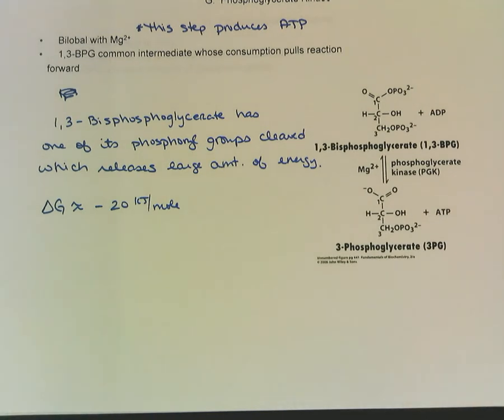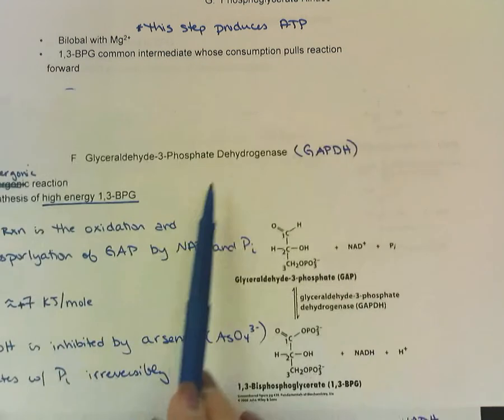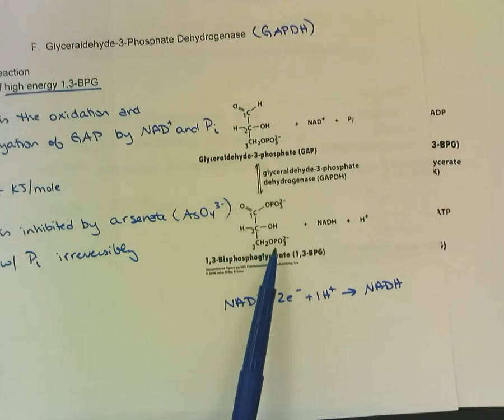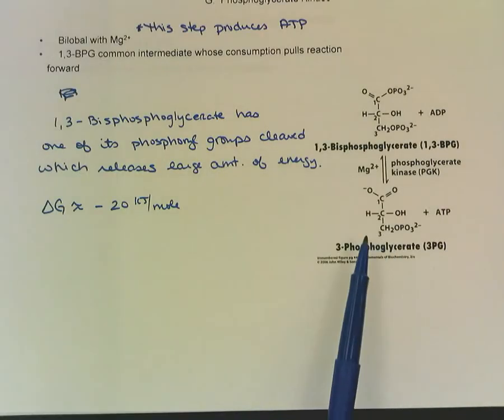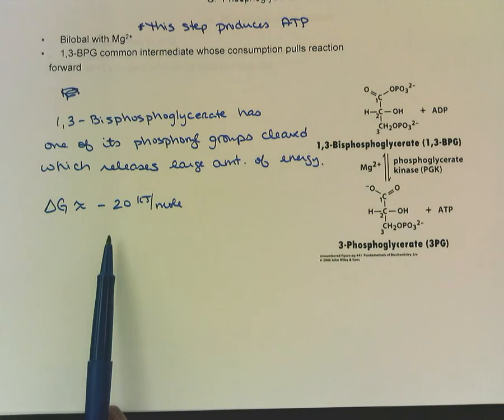So, like you did in your homework for today, we are coupling this phosphoglycerate kinase reaction with this reaction, right? They're one right after another. So we make this high energy intermediate and then we cleave off the energy. So this one had a delta G of about +7. This one has a delta G of -20.